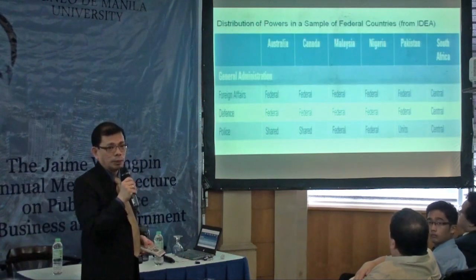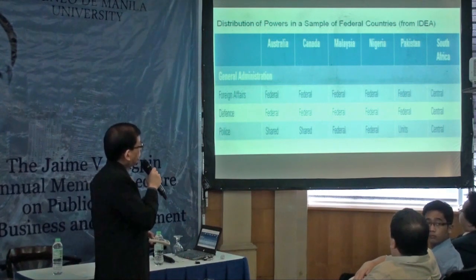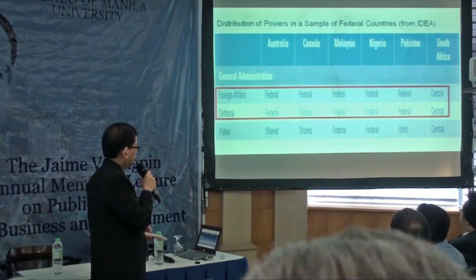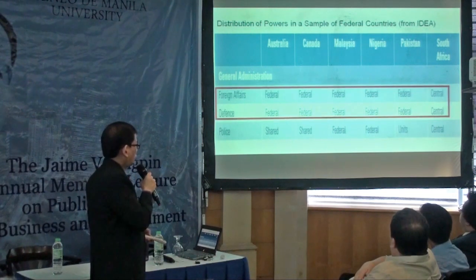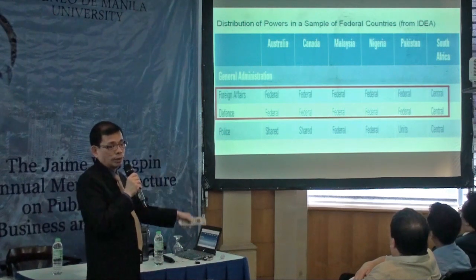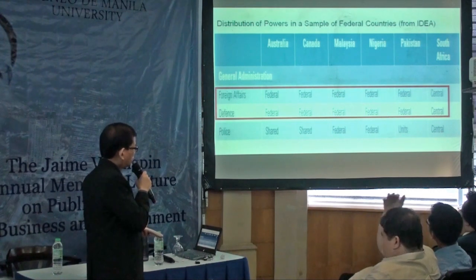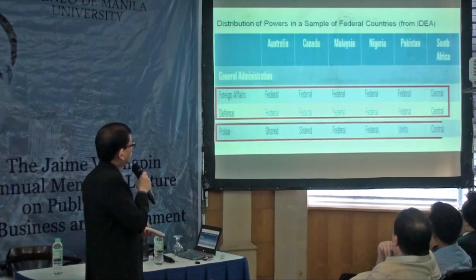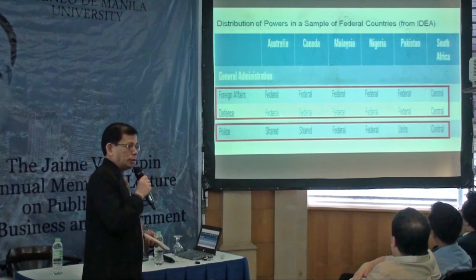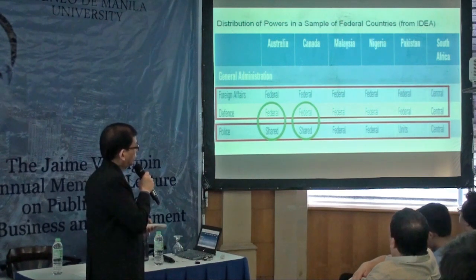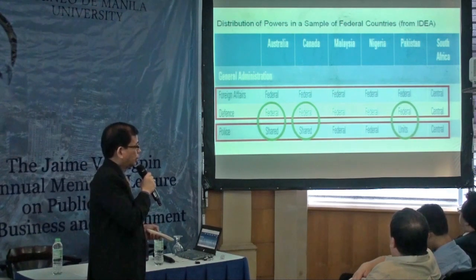We have a useful table of distribution of powers in a sample of federal countries from Ateneo. On foreign affairs and defense, they're all exclusively federal in jurisdiction. But when it comes to police matters, you now have a distinction. For example, Australia, from federal, becomes shared, similar to Canada. Pakistan goes from federal to units. So you see the difference there.